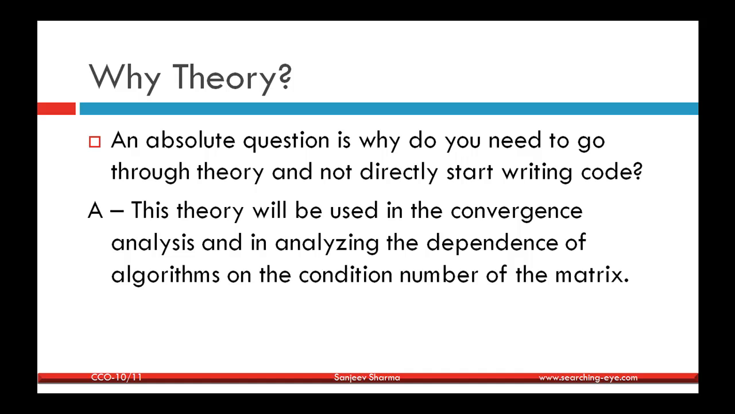An obvious question here is why do we need to understand this theory and not directly study the code? The answer is that we need it to understand the convergence analysis of the line search methods, to understand the dependence of these algorithms on the condition number of the matrices, that is the sublevel sets, and to understand the stopping criterion, that is, how do we choose a stopping criterion to stop the algorithm. We need some theoretical background to understand why we use a certain stopping criterion, and most important, how do we ensure that the algorithm we are choosing is going to converge faster than the other algorithms.